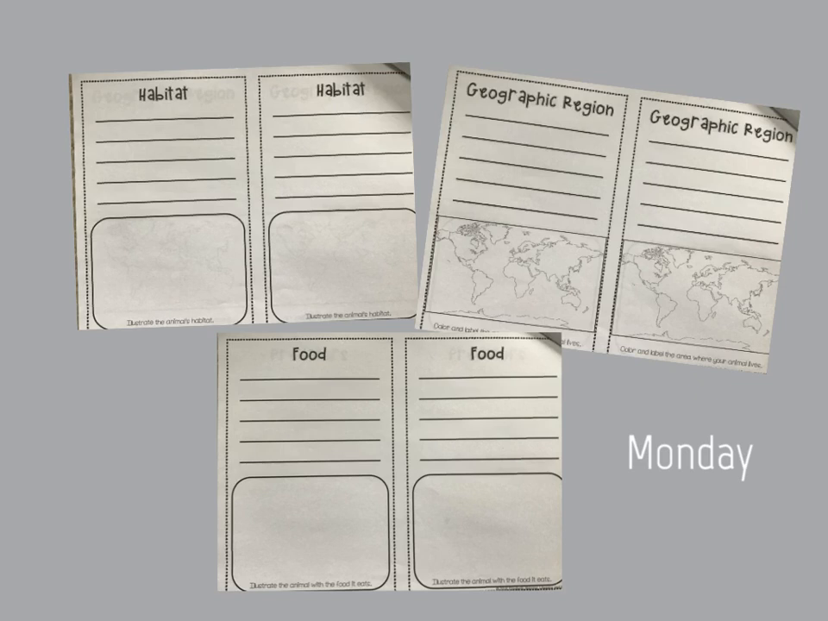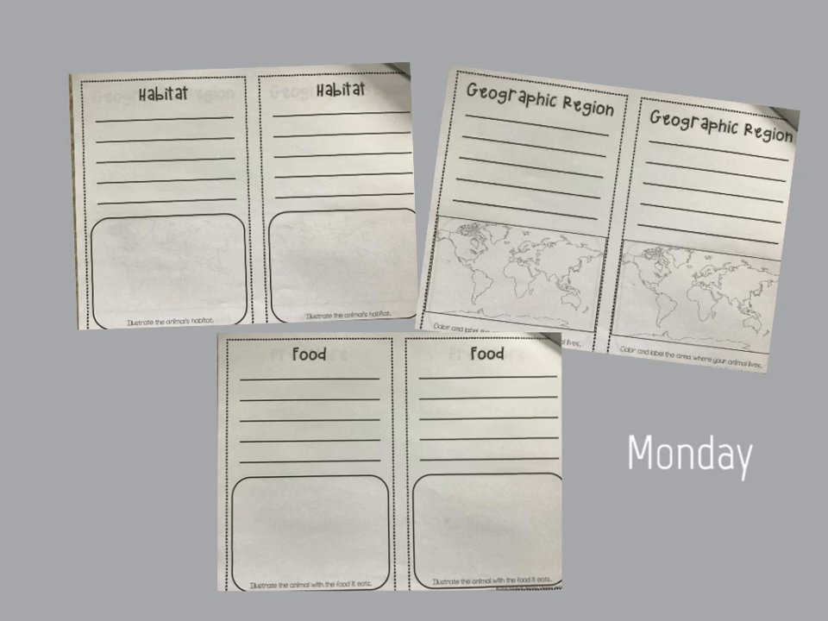So if you are researching a shark, then you might tell me the shark lives in the ocean. It might tell you even in the book, where in the ocean does it live? Does it live near the surface? Does it live in a lower level of the ocean? So you're going to find that out in your book. So that's the habitat.